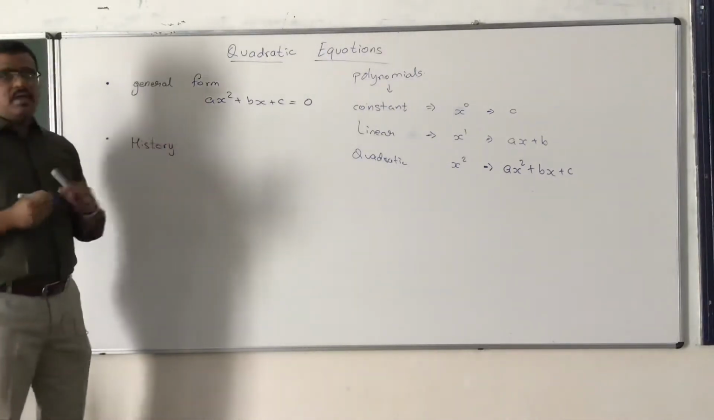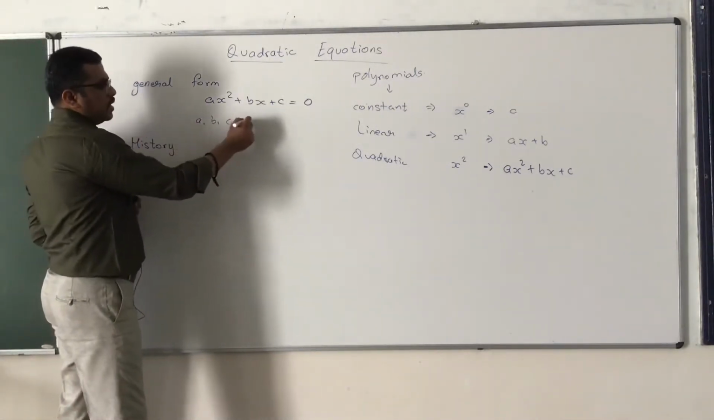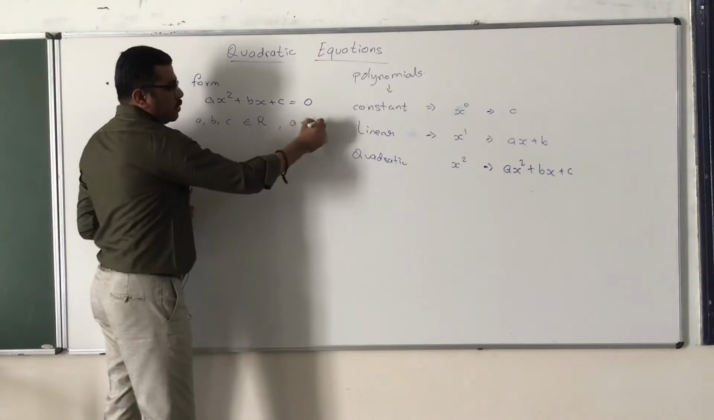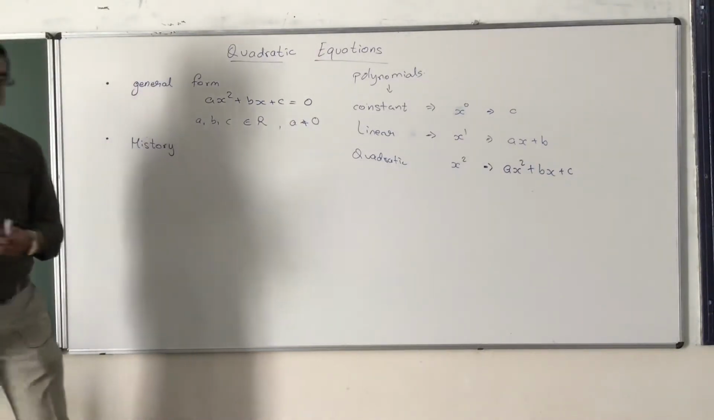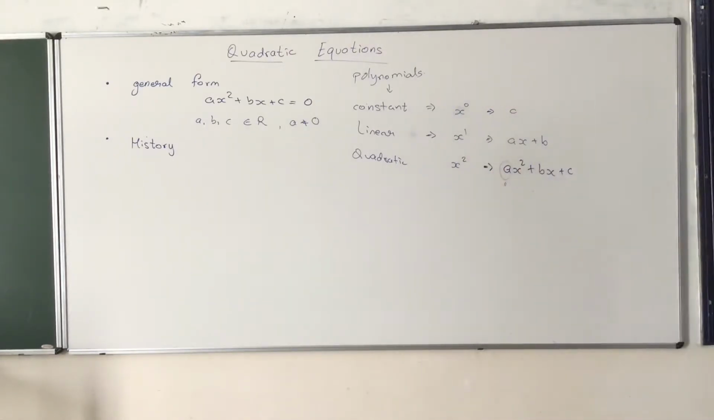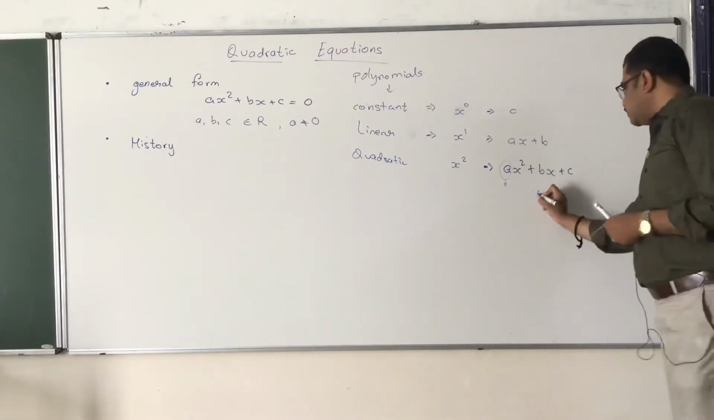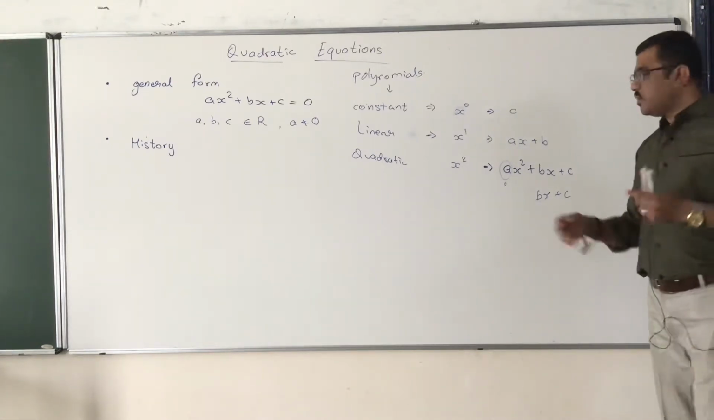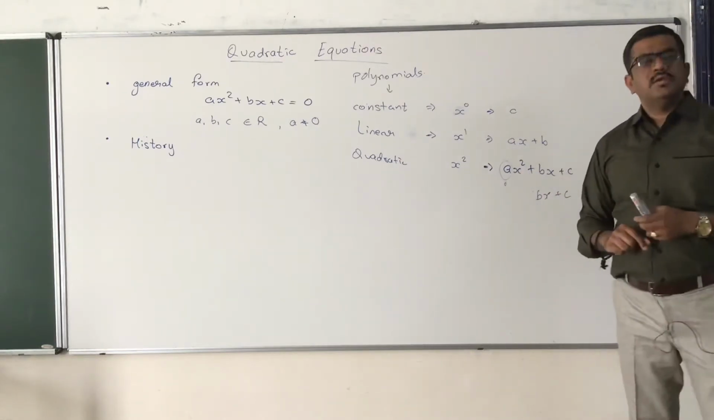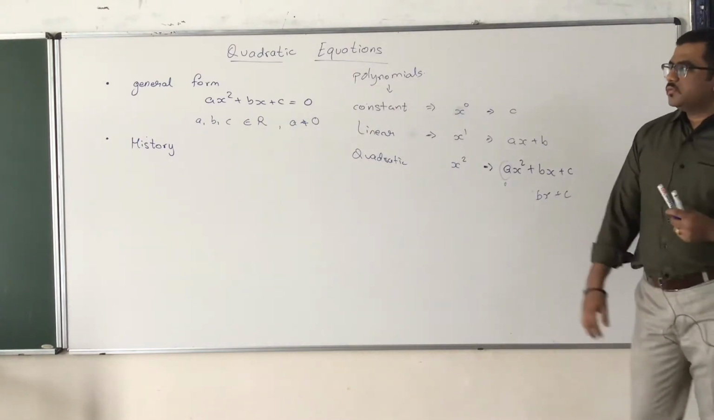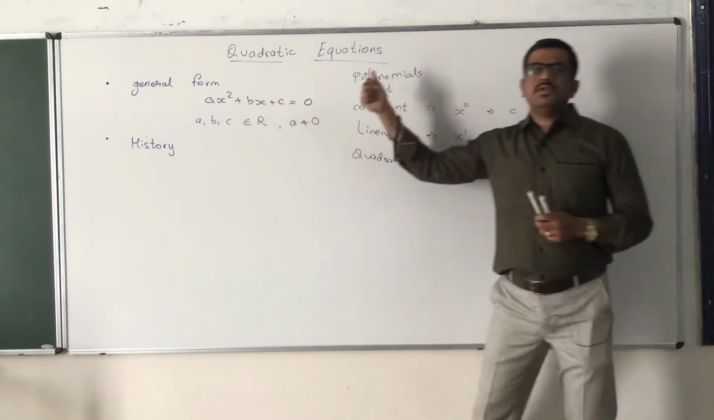Now a, b and c can be any real numbers here, and a is not equal to 0. What happens if a is equal to 0? If we put a equal to 0, then 0 into any number is 0 and what remains is bx plus c. Now bx plus c is a linear form. So the quadratic form changes to a linear form if the coefficient of x squared is 0. So the general form of a quadratic equation is a quadratic polynomial equal to 0.